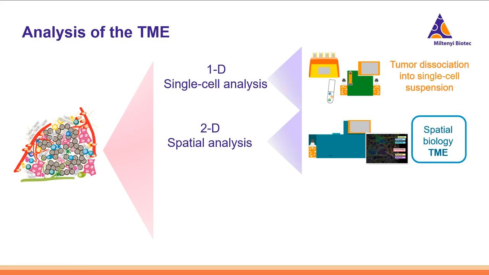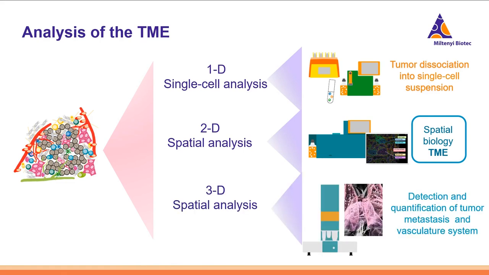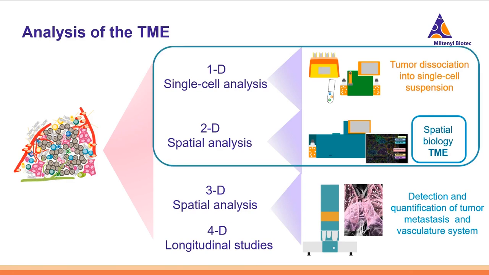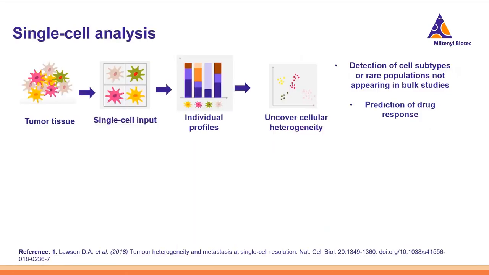We will then review the 2D methods or spatial analysis for the tumor microenvironment. In particular, we will see how the Maxima can allow us to perform high-multiplexing in two dimensions, which really tackles the morphology of the tumor microenvironment and opens the field of spatial biology for us. Finally, we also have 3D methods for doing spatial analysis based on light sheet microscopy, such as the Blaze microscope. In this case, we can detect and quantify the tumor metastasis and also the vasculature system. But finally, it's very important that we also monitor all these changes over time using longitudinal studies. So in this webinar, we will review only 1D and 2D analysis. Let's get started with single cell data.